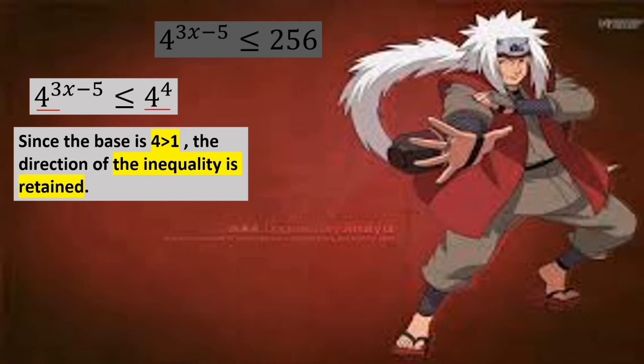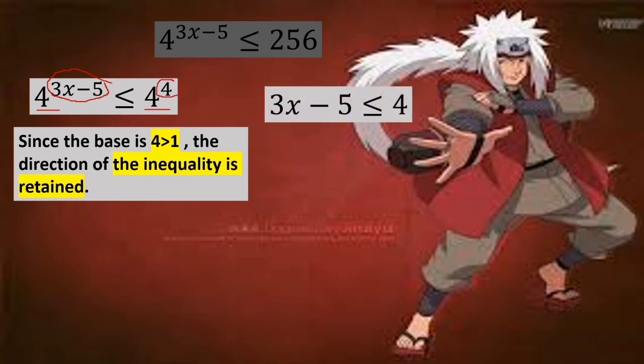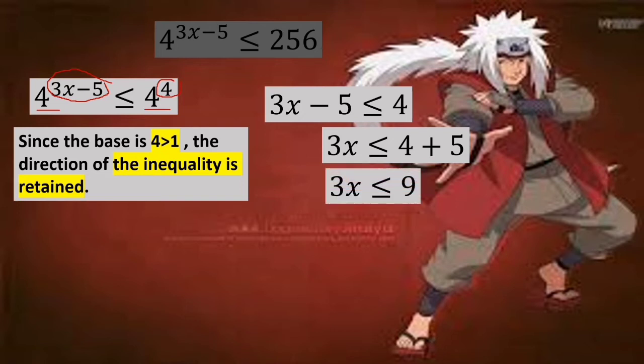So, kukunin natin yung exponent natin, yung 3x minus 5, tsaka yung 4. So, 3x minus 5 is less than or equal to 4. Then, we solve for the value of x. So, 3x is less than or equal to 4 plus 5. And then, 3x less than or equal to 9, then kailangan natin ma-eliminate yung kasama ng x natin.